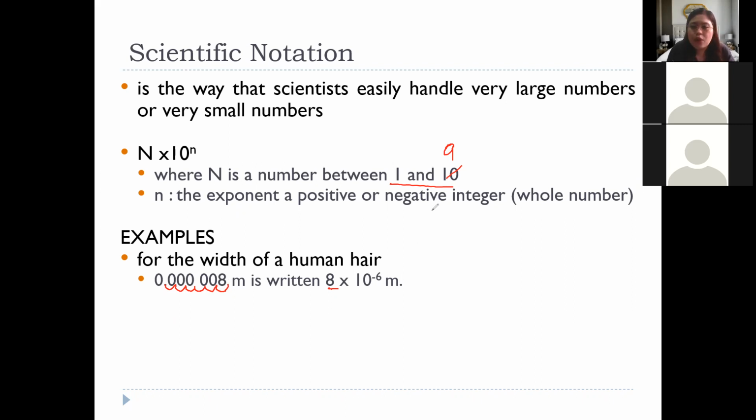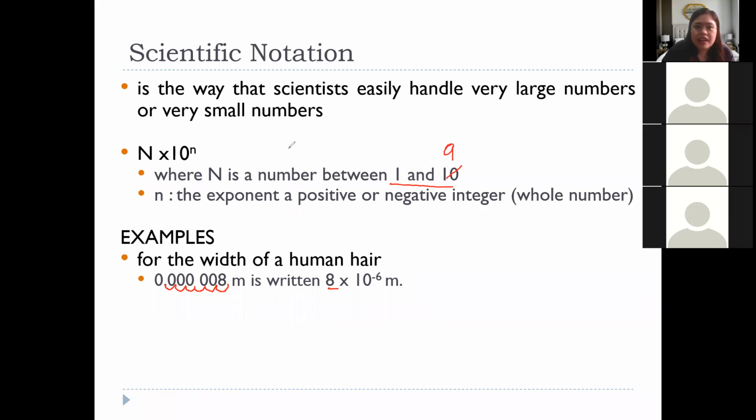Now, how will we know if we will be using a positive integer or a negative one? If it is going to the right, class, if the movement is going to the right because the original number is in decimal form, that will be negative. Okay? It is negative when it is in decimal form and we are moving to the right.